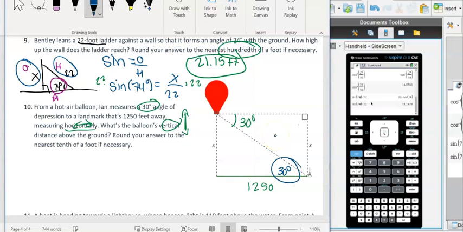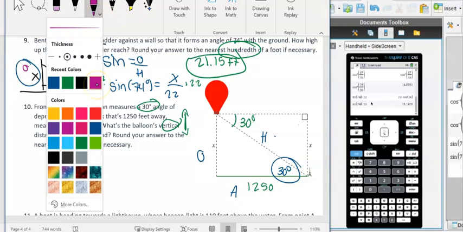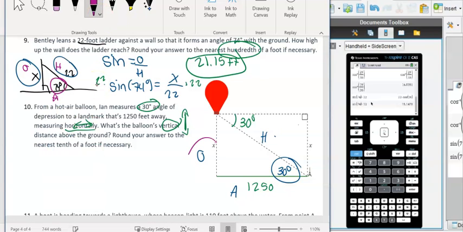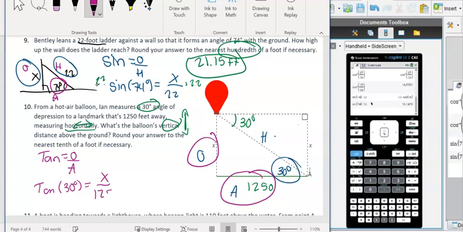So my angle of reference is right there. That makes this the hypotenuse. This is my opposite. This is my adjacent. And I need to know the opposite, and I already know the adjacent. So that's going to be tangent. So tangent of 30 degrees equals x over 1,250.